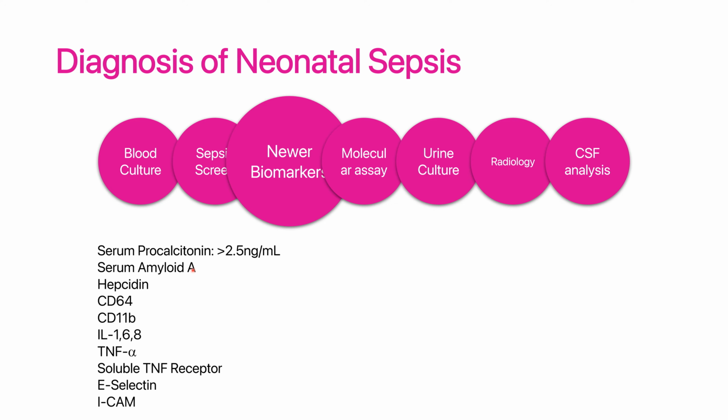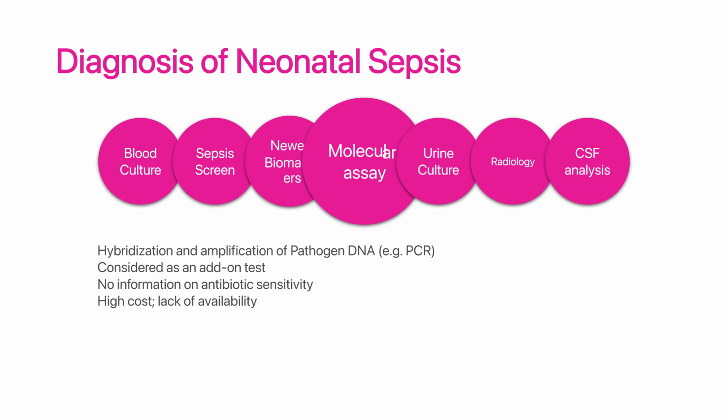Next, there are some newer biomarkers like serum procalcitonin, serum amyloid A, hepcidin, CD64, CD11b, interleukin 1, 6 and 8, TNF alpha, soluble TNF receptor, E-selectin, and ICAM. These are the newer biomarkers which are under research for a role in diagnosis of neonatal sepsis, but these are not widely available. So, as of now, these cannot be used reliably to diagnose neonatal sepsis.